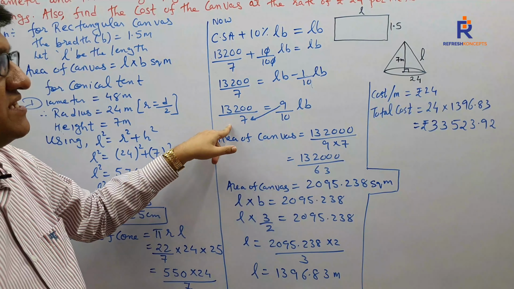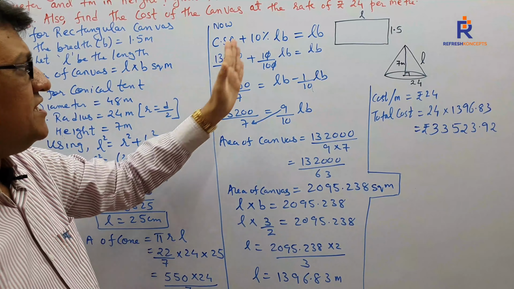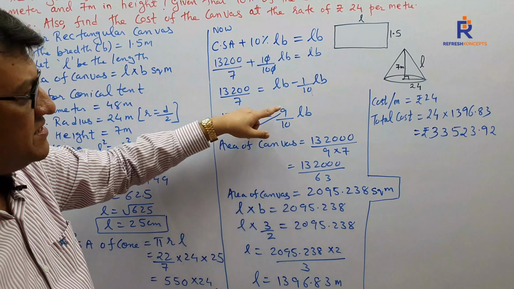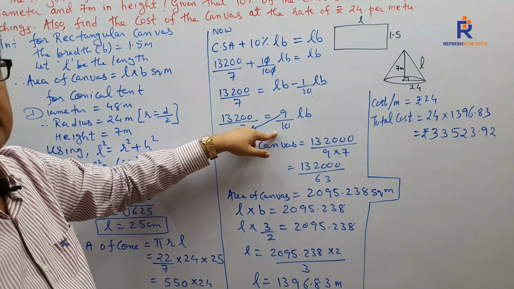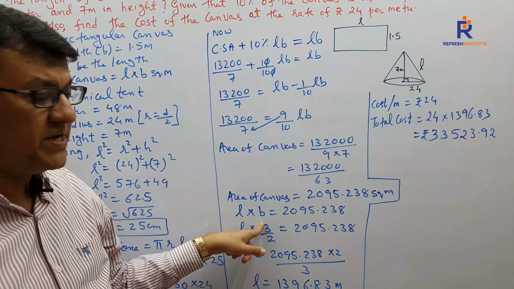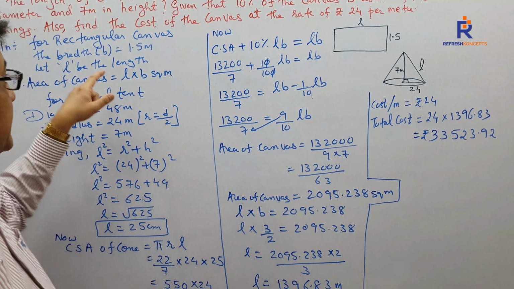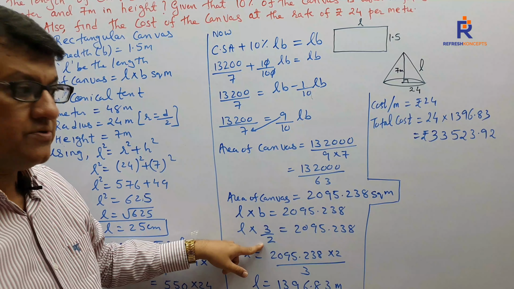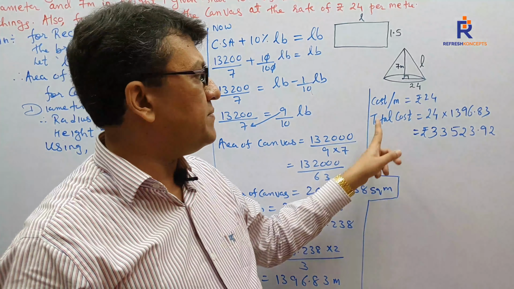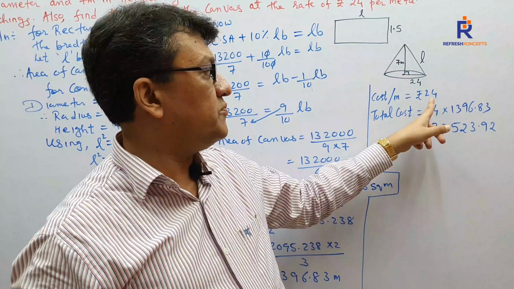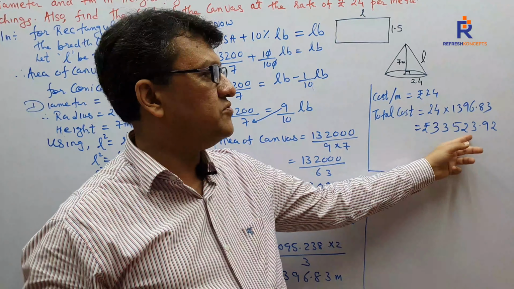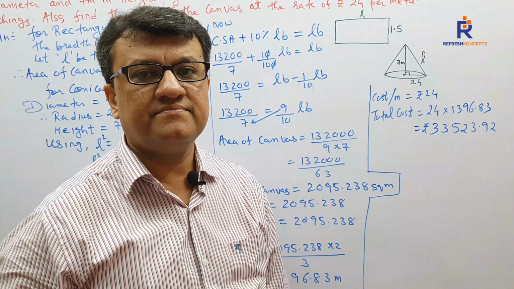90% of canvas is going to give me curved surface area. Why 90%? Because this is 100% canvas, when 10% goes over there it is 90%. From our calculation also it is being seen, it is 90%. On calculating, I got my area of canvas. Area is nothing but length into breadth. L into 3 by 2 being stated, 1.5 is nothing but 3 by 2. Right? On calculation you got L as 1396.83 meter. Per meter the cost is rupees 24. Total cost is 24 into 1396.83, 33523.92 rupees. Right?